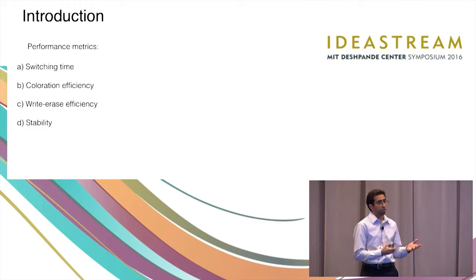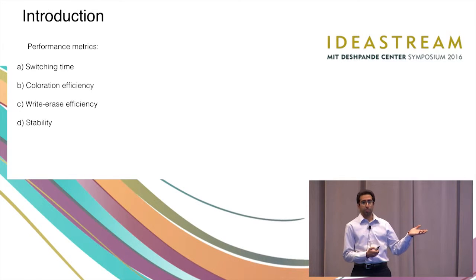And these metrics include switching time, which is a measure of the speed of the system, how fast the system is switching from one state to the other. And coloration efficiency, which is the intensity of color that you get per charge you inject into the system. There's the write-erase efficiency, which is a measure of the memory of the system, how much of the color state remains after you switch back to the transparent state, and the long-term stability of the material.